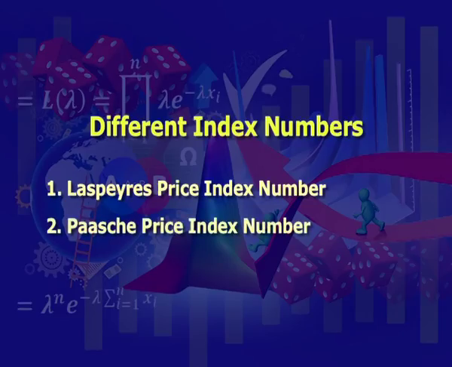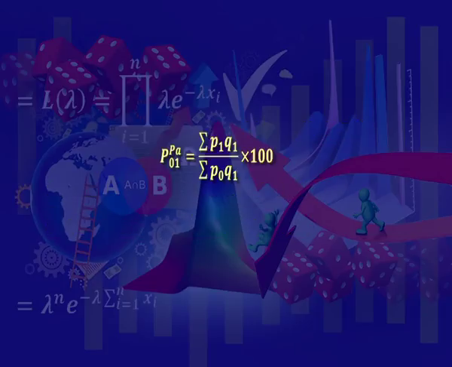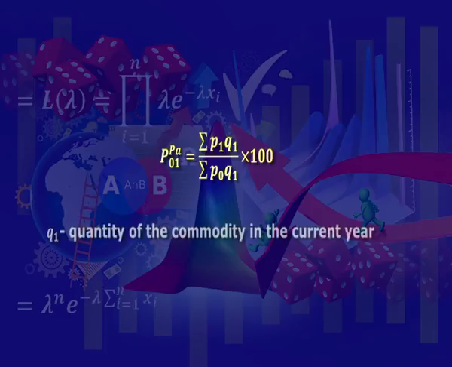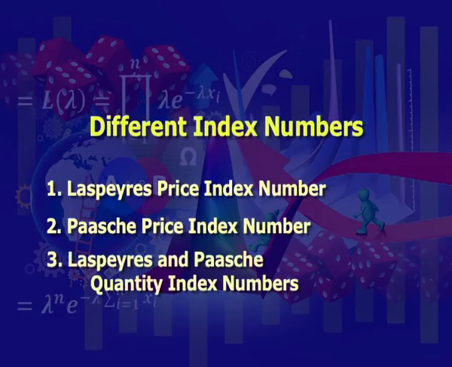Second, Paasche price index number. The notation for Paasche price index number is P01PA, which is given by summation P1Q1 divided by summation P0Q1 multiplied by 100, where Q1 is the quantity of the commodity in the current year. Here, the current year quantities are taken as weights. Third, Laspeyres and Paasche quantity index numbers.